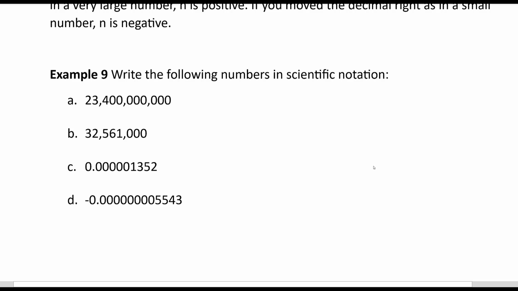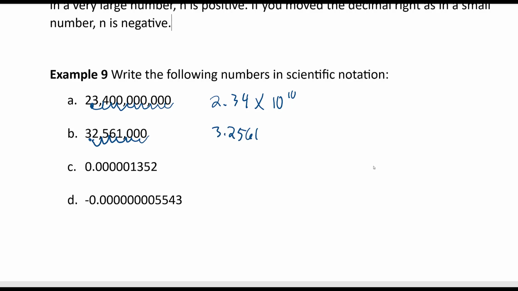I'm going to put the decimal after the 2 here. So this decimal moved 1, 2, 3, 4, 5, 6, 7, 8, 9, 10 times. So this would be 2.34 times 10 to the 10th. Okay, the next one, I need the decimal to be between the 3 and the 2. So that's moved 1, 2, 3, 4, 5, 6, 7 times. So 3.2561 times 10 to the 7th.